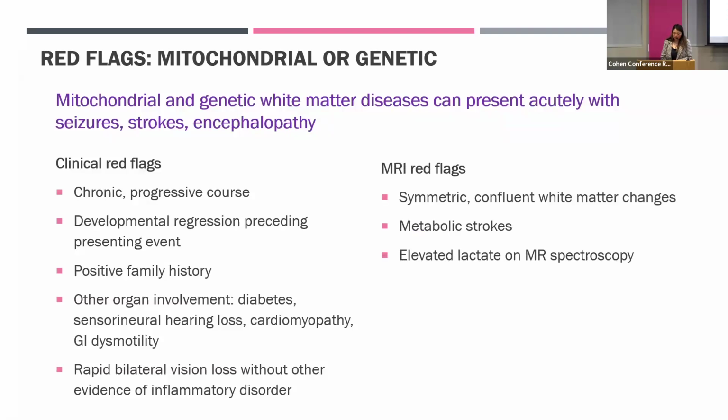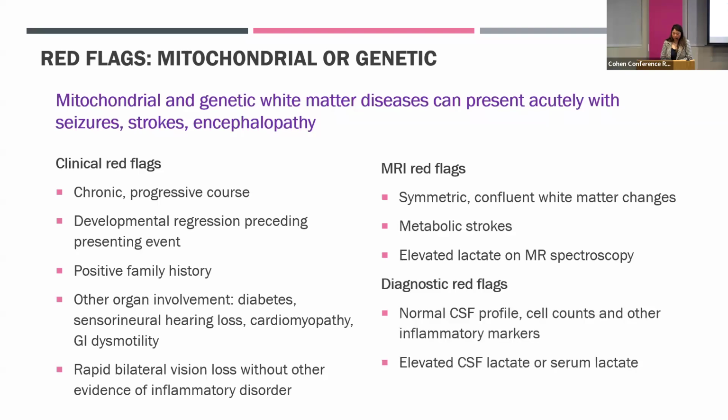MRI red flags: if there are symmetric confluent white matter changes, so there are other leukodystrophies that are not mitochondrial in nature, but if you see that in general, you want to genetically test them. Metabolic strokes, and then any evidence of elevated lactate on MR spectroscopy. Diagnostic red flags: if you think this is acute onset, then you tap them and it's completely bland, that is a red flag for something that's not inflammatory. And then CSF lactate in particular, there aren't a lot of things that elevate your CSF lactate. So you can have infections, certainly, and then some kind of metabolic disorder.